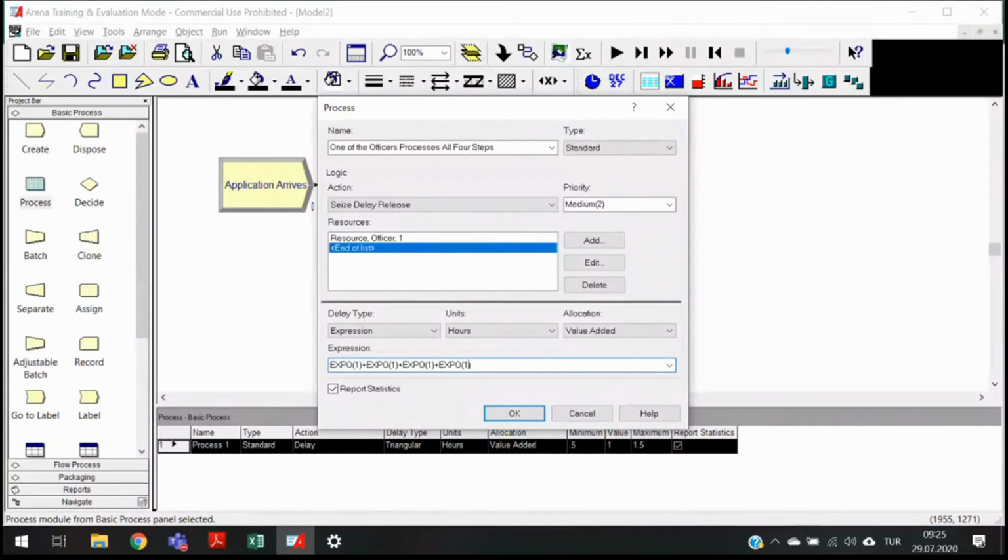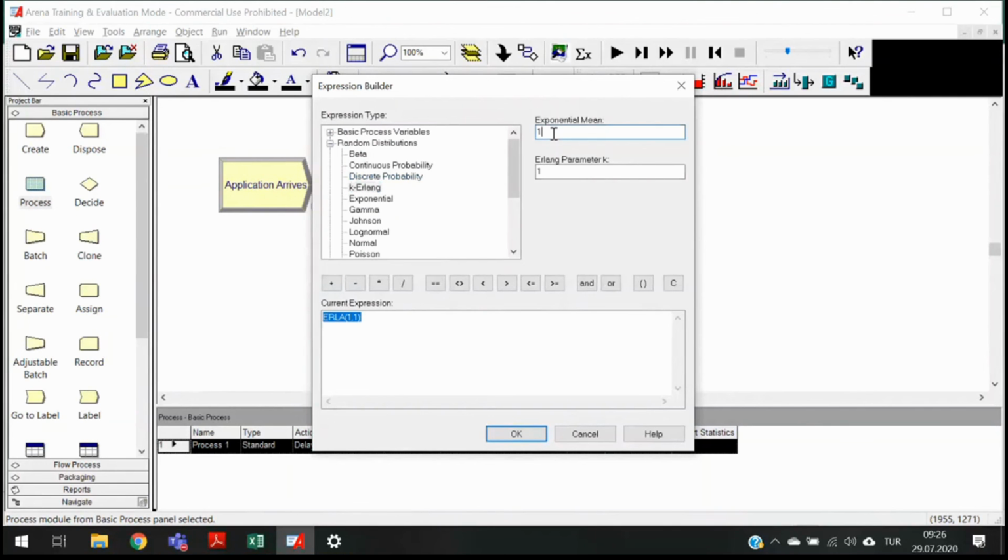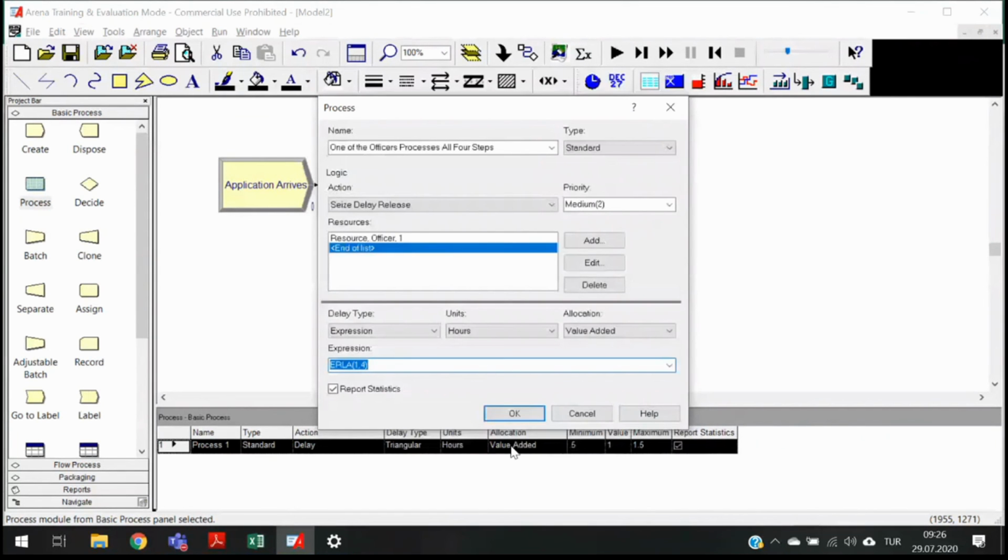Now we know from statistical modeling that another way of modeling this is this. From build expression, the sum of 4 identical exponential random variables is an Erlang random variable. So you can choose Erlang from here, and you can say exponential mean is 1, and the Erlang parameter is 4. So you can also write it like that, Erlang 1, 4. Both will work. In the book it says expo 1 plus expo 1 plus, and so forth.